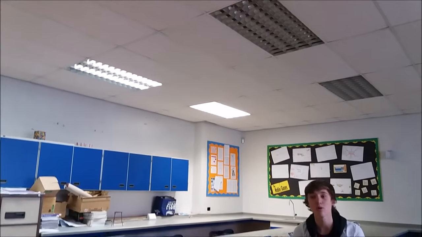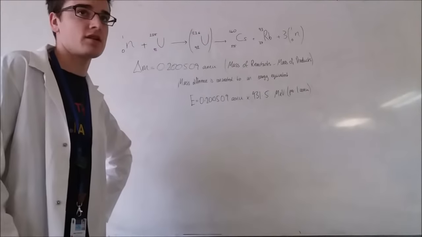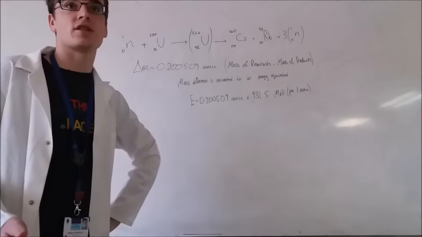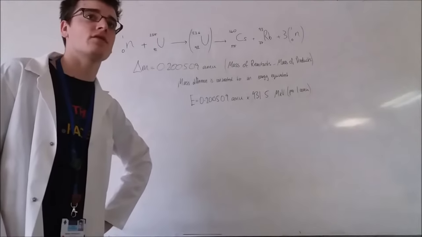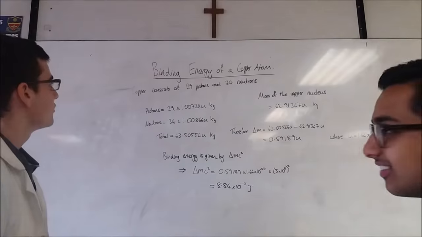Yes, Brendan. How did you get 931.5? Right, 931.5 comes from the amount of energy in one atomic mass unit of mass. So that's one atomic mass unit, which is 1.66 times 10 to the minus 27 kilograms, times the speed of light squared. Thank you.